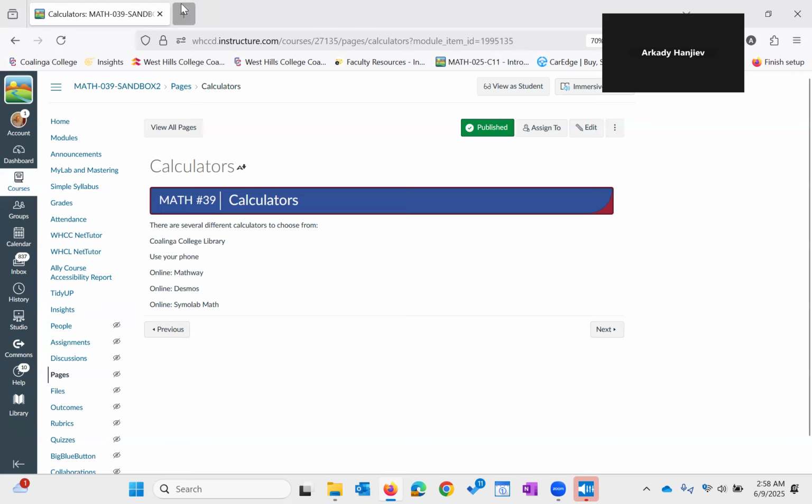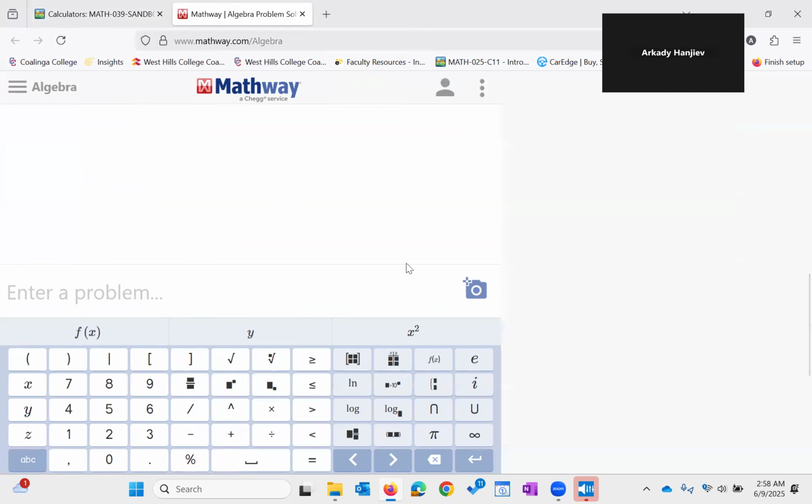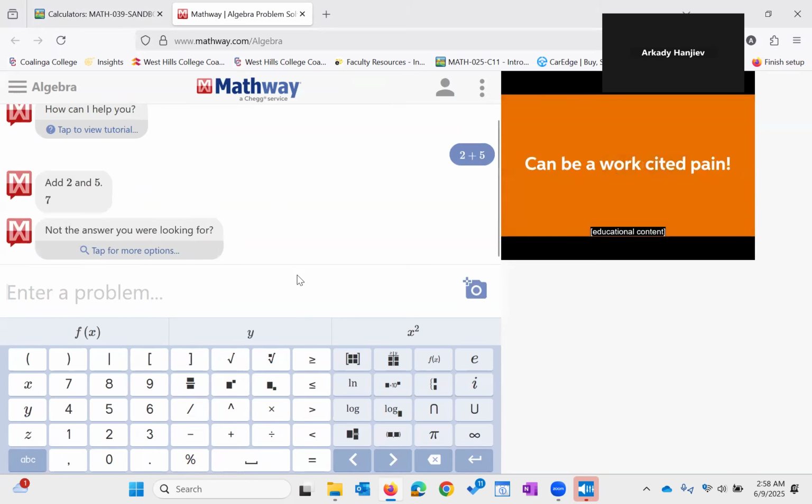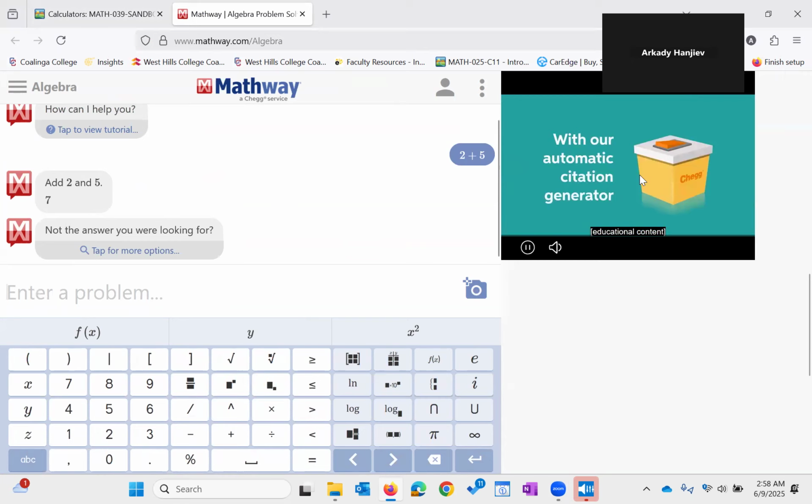Let me go do it real quick here. The first one is called Mathway. Let's see if it's still functioning well. All right, this is called Mathway. So you punch in something, I'm just going to punch in something simple. There it is. And then you go from there. Yours will be as simple, I'm sure.